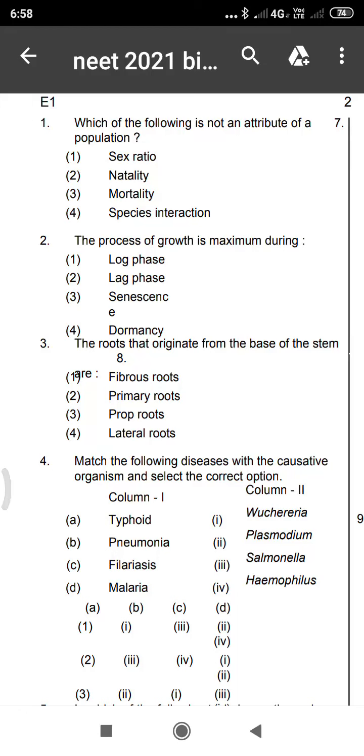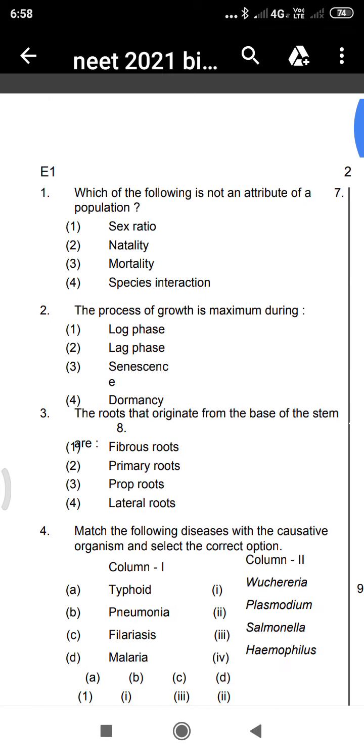So today we are going to continue our previous session, that is NEET 2020 biology previous year paper questions. As we all know, candidates will get different types of set scores like E1, E2, E3 and F1, F2, F3. So today we are going to discuss NEET 2020 biology E1 set category previous year questions. So let's start with our first question.